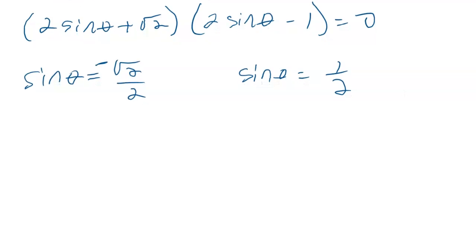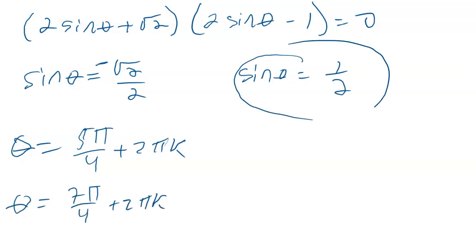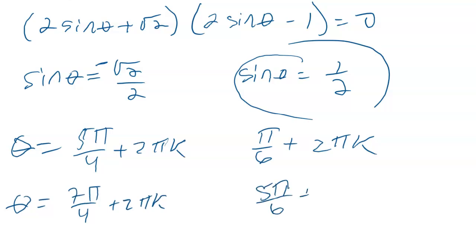I'm sorry. All right, so then I get theta is equal to, so this is a pi over 4 one, and it's going to be in third and fourth quadrant. So it'll be 5 pi over 4 plus 2 pi k, and theta is equal to 7 pi over 4 plus 2 pi k. And then for this guy, for the 1/2, it's going to be pi over 6 plus 2 pi k, and second quadrant, 5 pi over 6 plus 2 pi k.